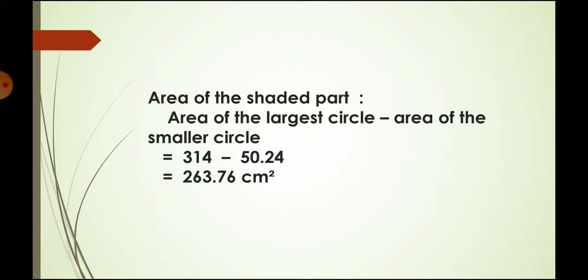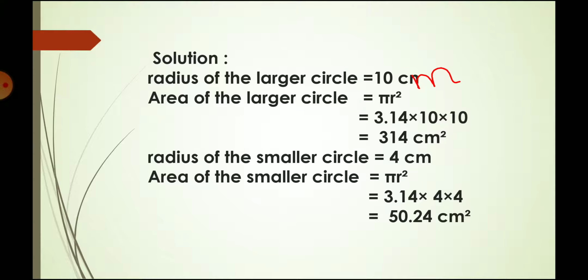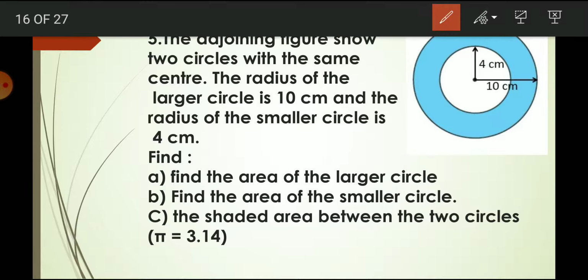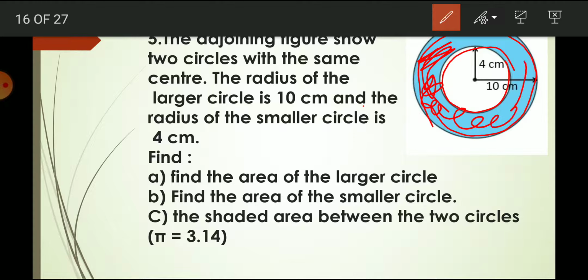Next we are going to find C, the area of the shaded part. See the figure. First we can find the area of this one. This is the largest circle. This is called the smallest circle. Now we are going to find the shaded area like this, not inside the circle. See the blue color. This is called the shaded area between the two circles.